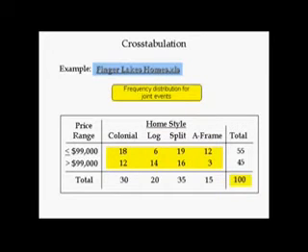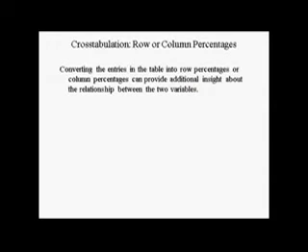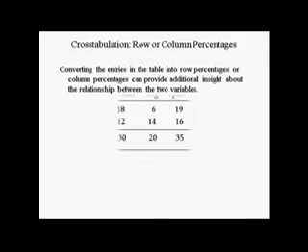A joint event is, for example, the event that a home is colonial and has a price that is less than or equal to $99,000. The sum of these frequencies in this yellow box adds up to 100. Converting the entries in a cross-tabulation table into row percentages or column percentages provides additional insight about the relationship between the two variables. Row percentages and column percentages will be referred to as conditional probabilities in future videos.